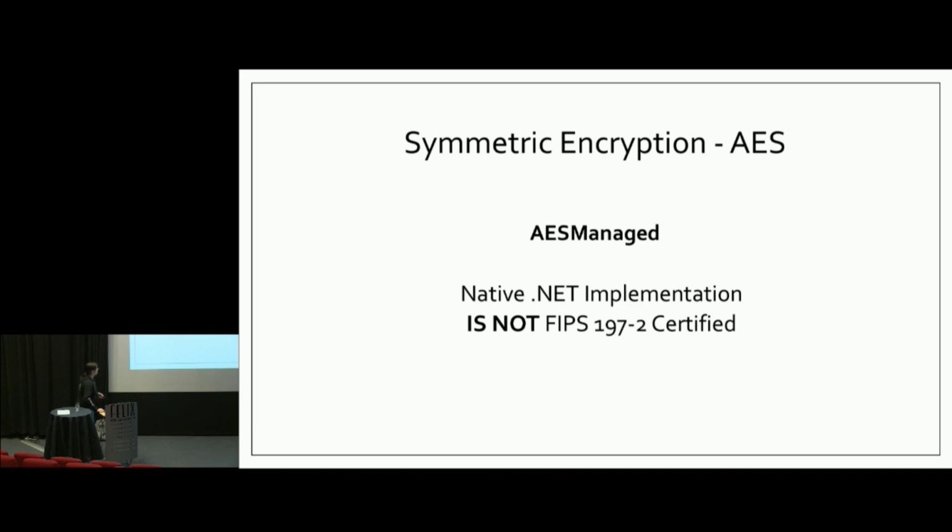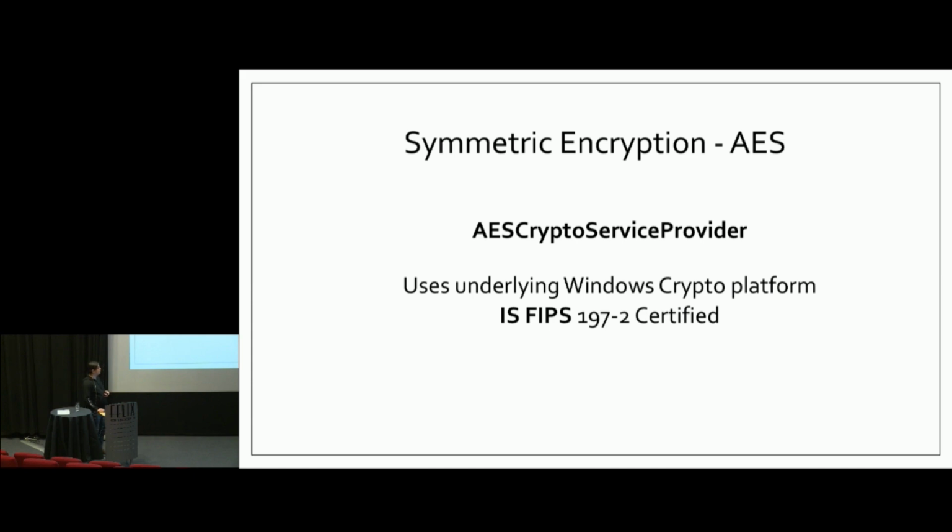Now, even though AES Managed is a native implementation, it's not certified by FIPS, so it hasn't got the FIPS 197 certification, whereas AES Crypto Service Provider has. What that means is that if I encrypt something in .NET and then pass that data off to a system that's written in Java, for example, and their AES implementation is also FIPS certified, I'm going to have a good level of compatibility between the two. That doesn't mean that AES Managed doesn't work, it just means it hasn't been certified.